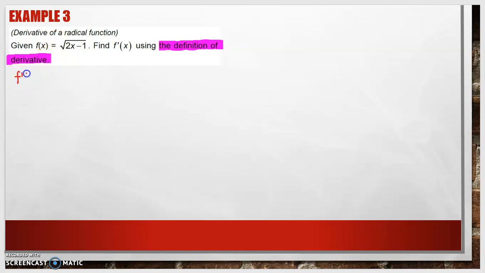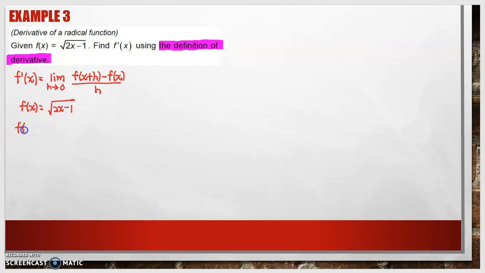We only use the formula when the question mentions the definition of derivative. If I try to find f prime of x, the formula I'm going to use is the limit as h approaches 0 of f(x plus h) minus f(x) over h. Why am I going to use this formula? Because the question mentioned the definition of derivative, so I need to use this formula. Again, given f(x) is equal to the square root of 2x minus 1.